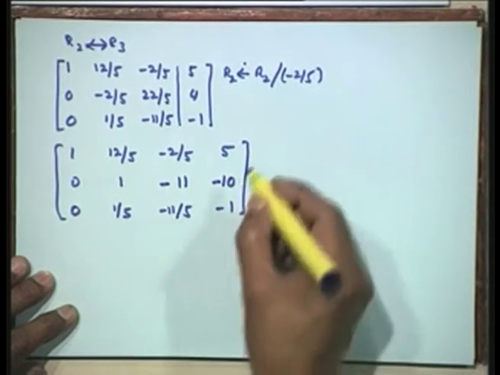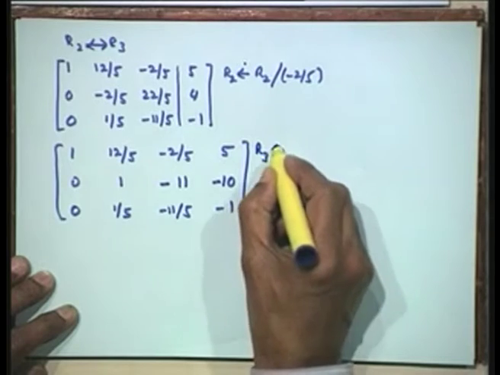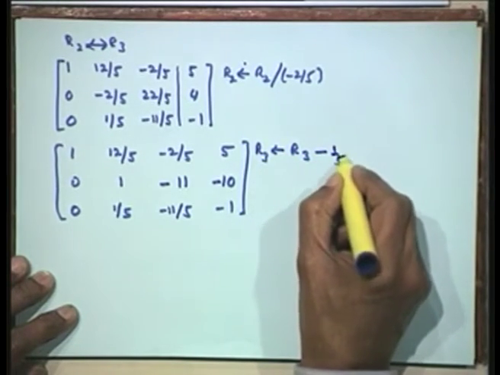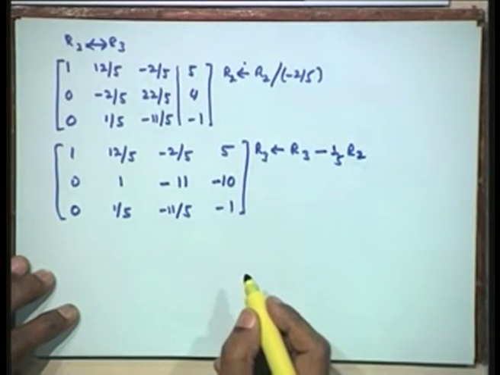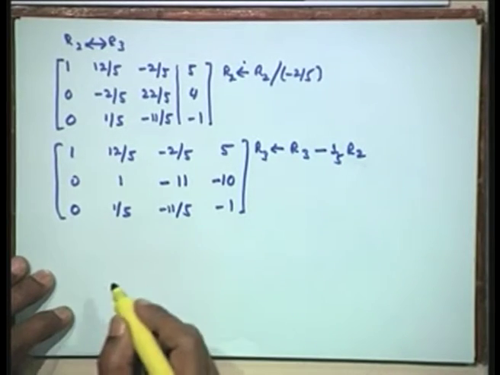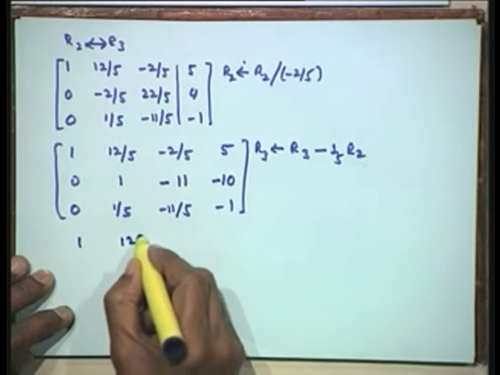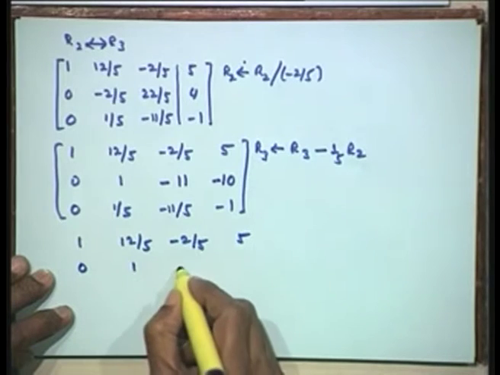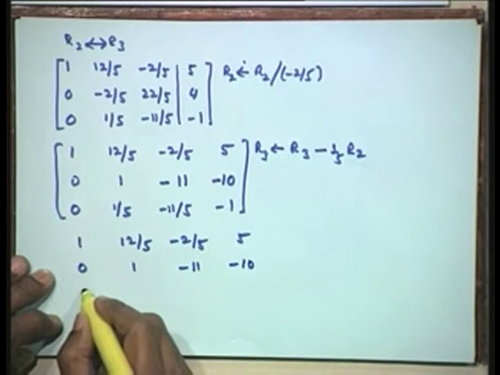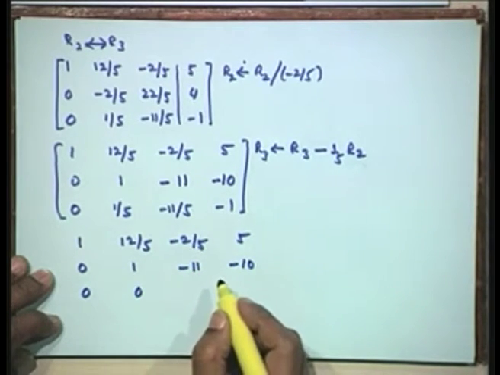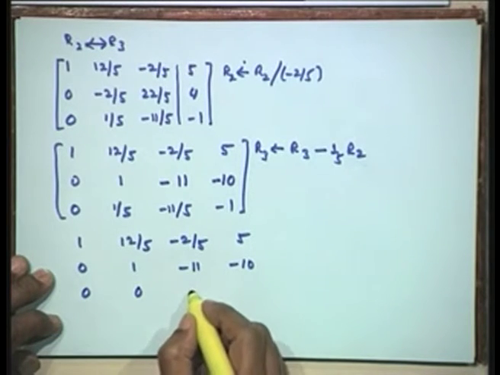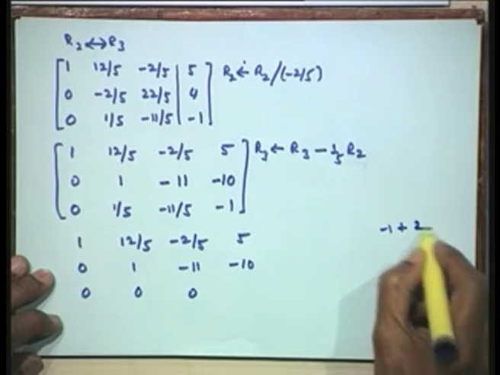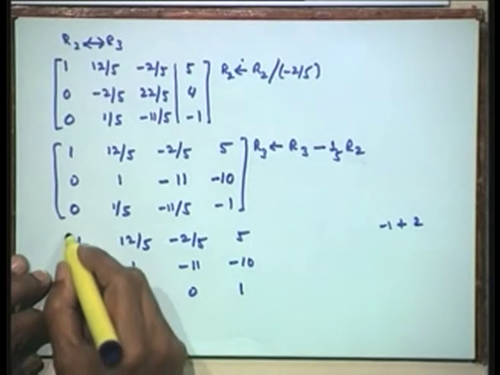Now, I make this 0. So, row 3 is now replaced by row 3 minus 1 by 5 of row 2. So, I would produce 1, 12 by 5, minus 2 by 5, 5, 0, 1, minus 11, minus 10, 0, 0, and this is also 0, and this is minus 1 plus 2. So, I have a plus 1 here.